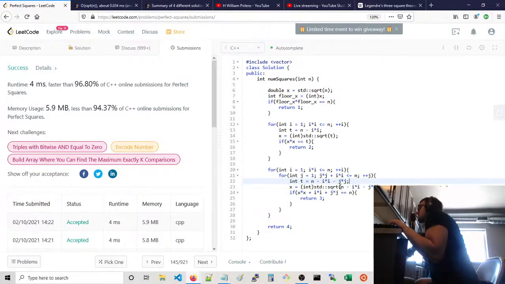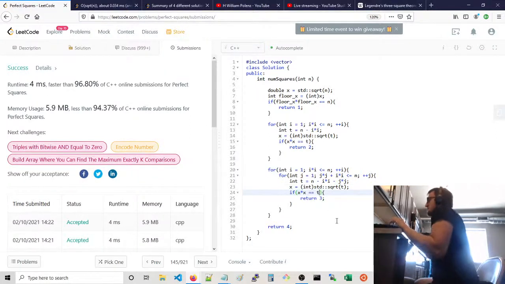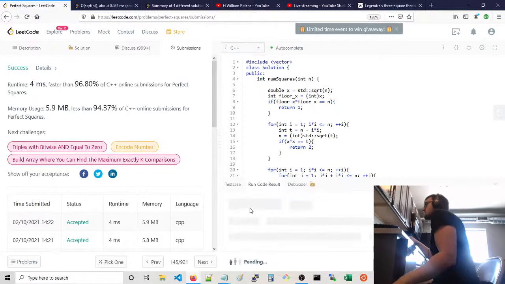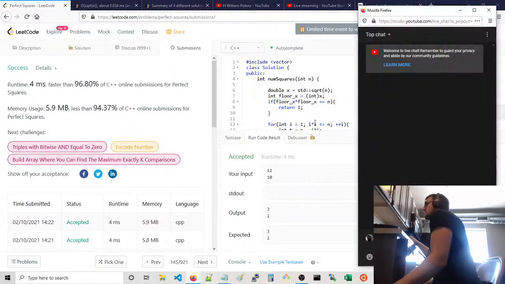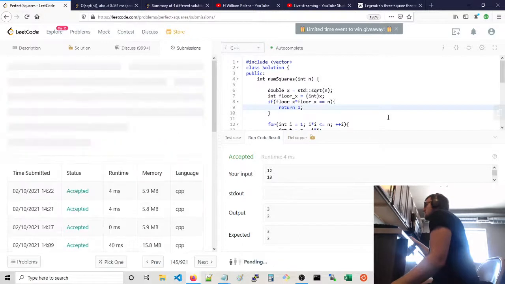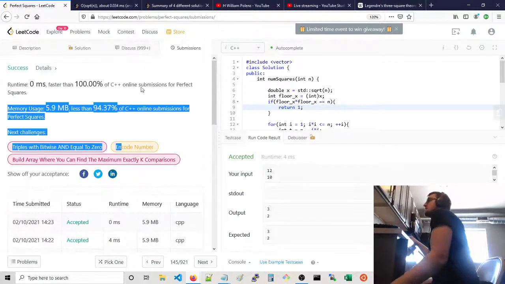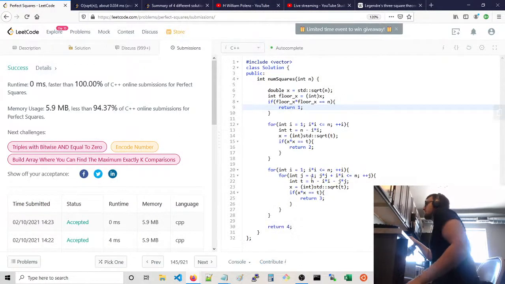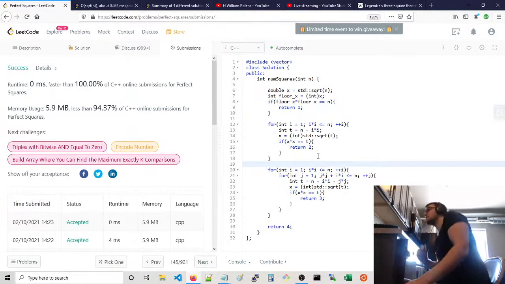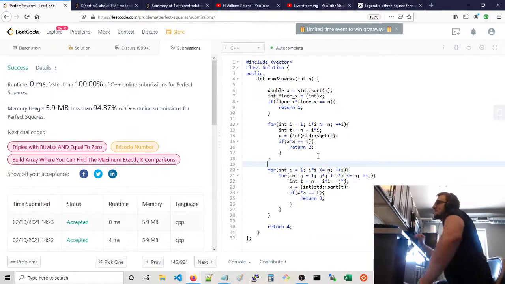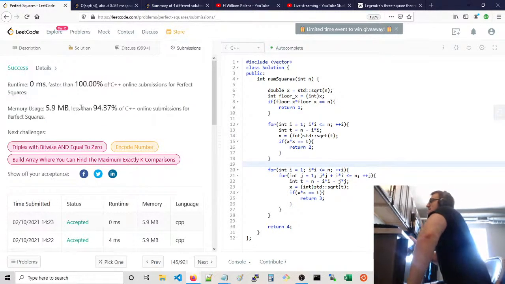Okay. Similar kind of thing. Let's see what we get here. Alright, there we go. 100%. Sweet. Super fast. Pretty good with the memory. Not perfect, but pretty good improvement.